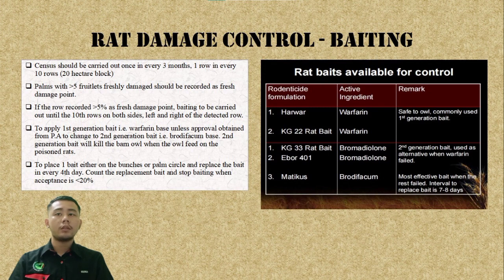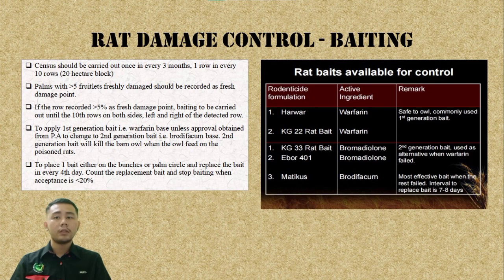Census should be carried out once in every 3 months. Palms with more than 5 fruits freshly damaged should be recorded as a fresh damage point. If the row records more than 5% fresh damage points, baiting is to be carried out until the 10th row on both sides, left and right of the selected row.